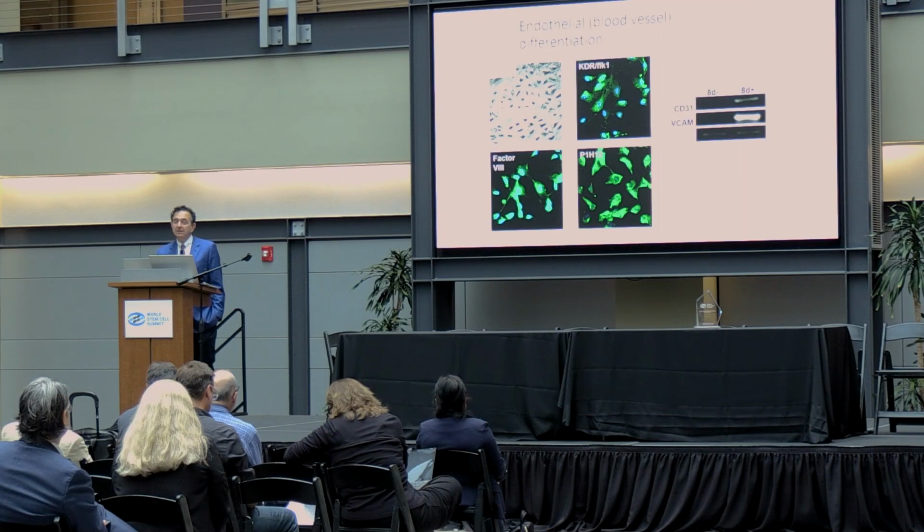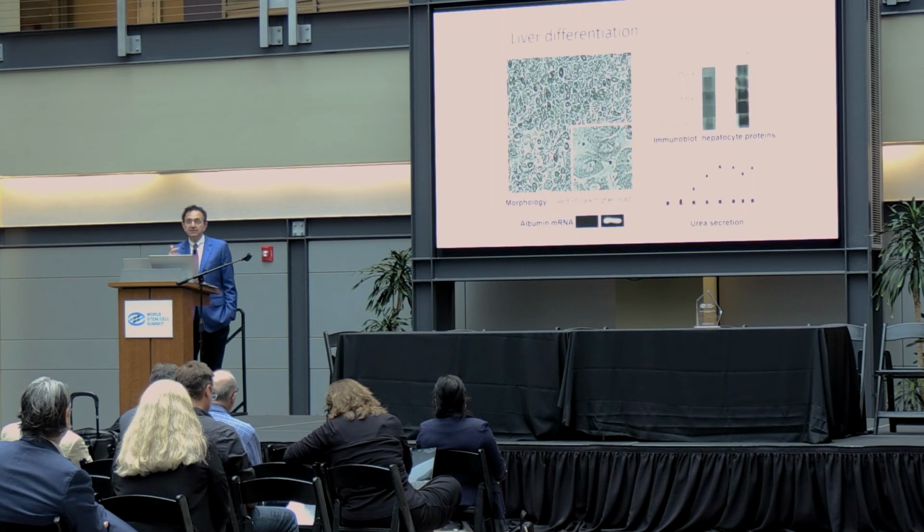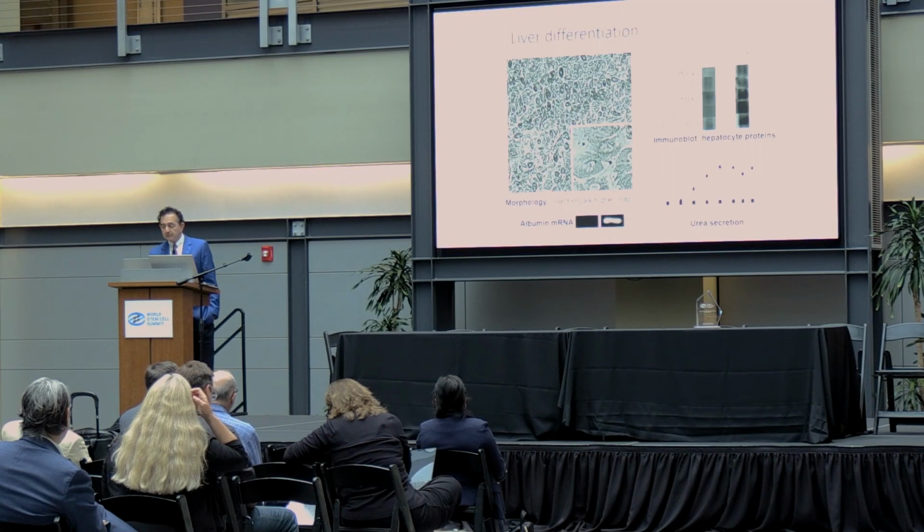You can create endothelial cells that can also grow in large quantities outside the body. These are positive for CD31, P1H12, factor 8, KDR, FLIC1. You can turn these cells into liver. And as you know, the terminal differentiation marker for liver is formation of secretion of urea and albumin.